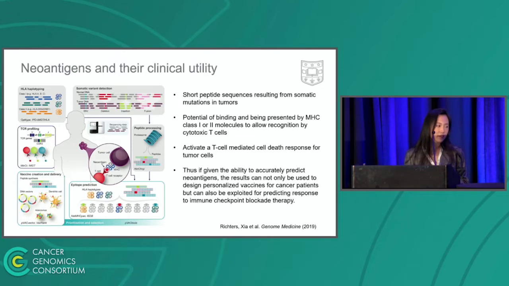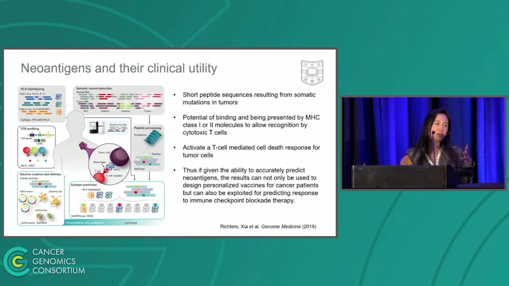specifically. And thus you can see, if given the ability to accurately predict neoantigen candidates, the results can not only be used to design personalized vaccines for cancer patients, but can also be exploited for predicting response to immune checkpoint blockade therapy. And on the left here, I just have this grand overview of all the bioinformatics steps that go into neoantigen prioritization. And as you can see, there are many steps involved in this process, including somatic variant detection, the prediction of peptide processing, HLA haplotyping, epitope prediction, and so on and so forth.